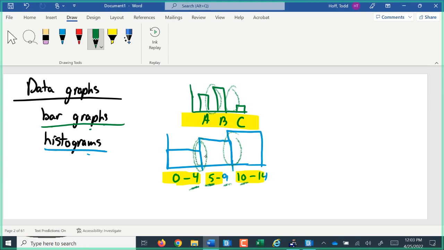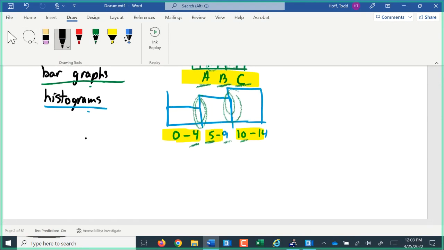We connect the bars here so that your mind gets that connection from one category to the next. 0 to 4 is followed by 5 to 9. There's a logical progression, a logical connection and flow. Whereas with categorical data, A, B, and C, they could technically have been put in any order. Now, since I used the letters A, B, and C, it was probably logical to put them in that order. But if it was colors like red, blue, and green, there's no logical order to put those in. So there is no logical connection from one to the next or flow. So the bars are separated to show that logical separation between the categories.